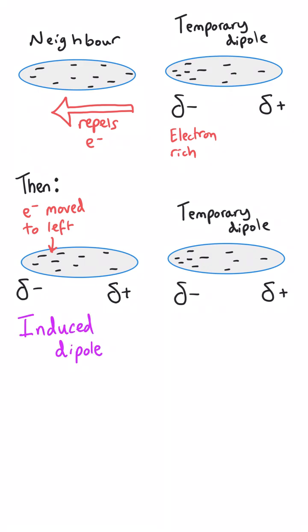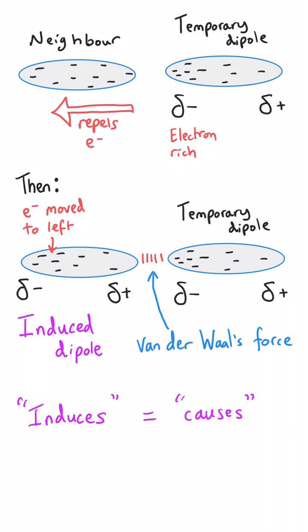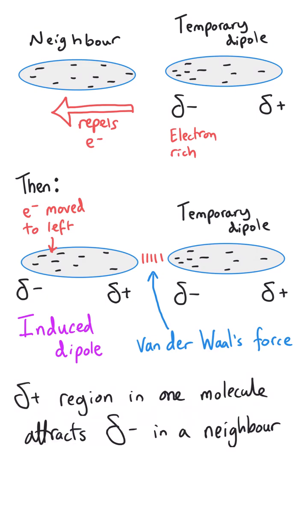And to induce is another way of saying to cause. And so what we've got is a temporary dipole that is causing there to be an induced dipole in a neighbouring molecule. And now what happens is the delta minus region in the temporary dipole, as I've drawn it, will be attracted to the delta positive region in the induced dipole. And this is what the van der Waals force is.